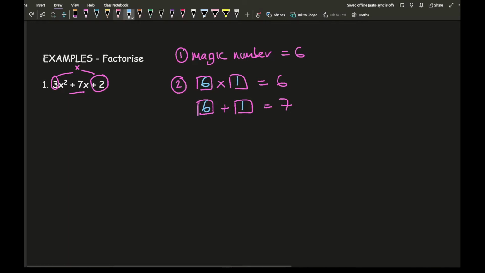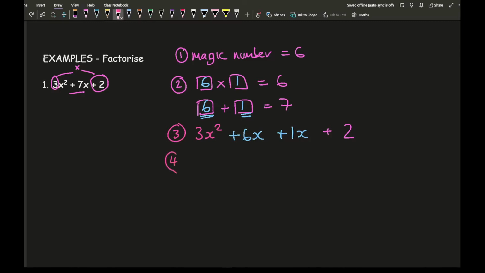Now for the third step, all we're doing here is writing down the equation of 3x squared, but instead of writing 7x, I'm going to use these two numbers instead. So I'm going to write plus 6x plus 1x, and then we've got plus 2. Now don't worry about what order you write those blue numbers in, because if you do it correctly, it shouldn't really matter. Then the fourth step, rather, is to factorize the pairs.